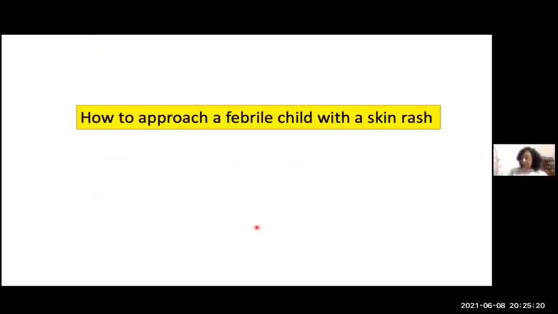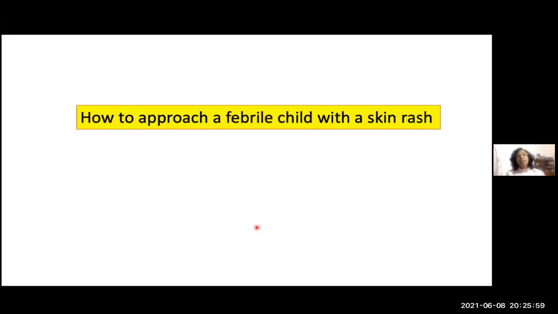Okay, right. So now we are going to discuss another very common acute febrile illness or an acute infection in children that you see. That is a child presenting with fever and a skin rash. A skin rash, again, in a febrile child may actually point towards the diagnosis itself because certain infections have characteristic skin rashes. So it's important to be familiar with this.